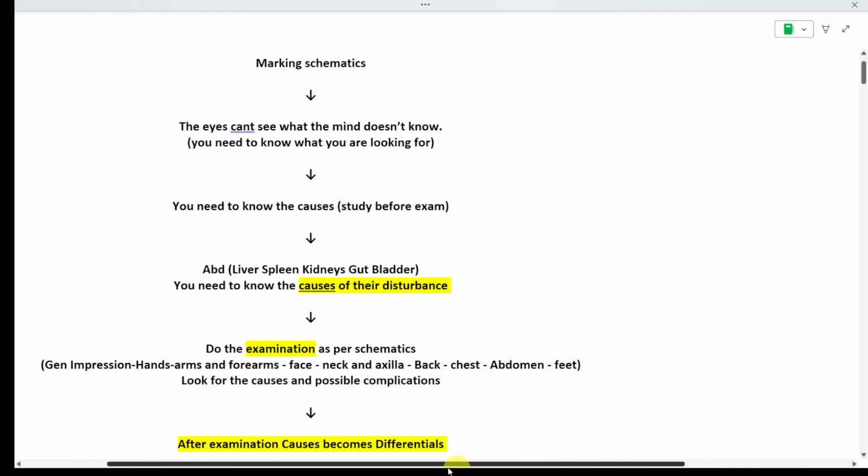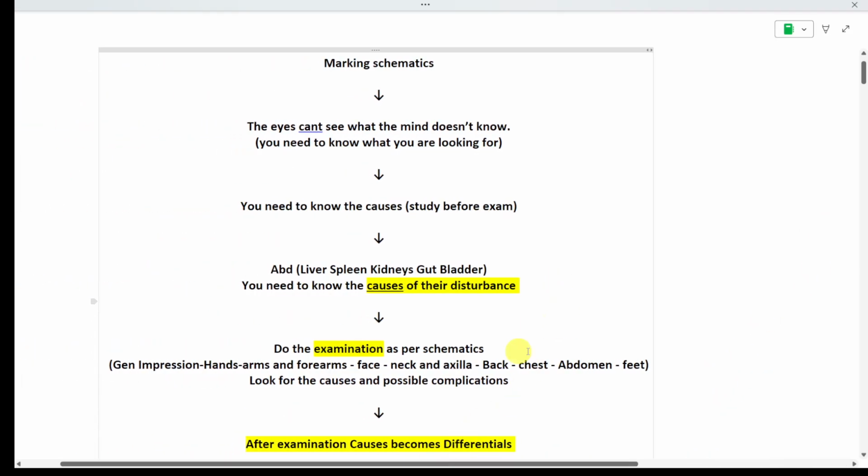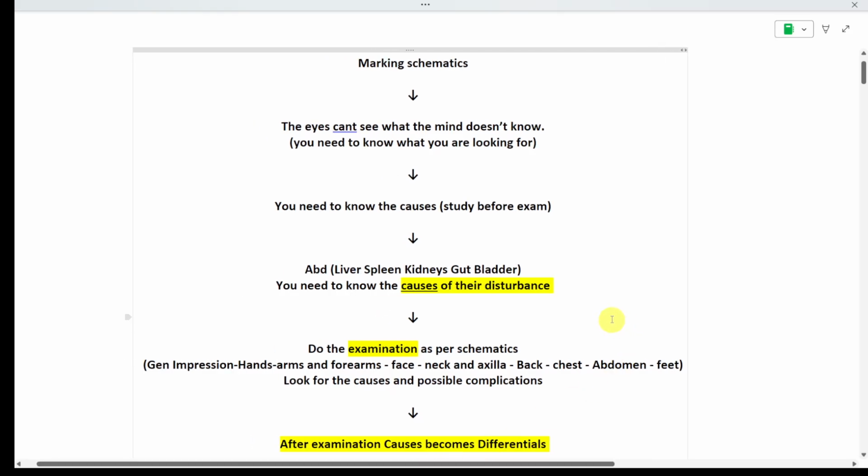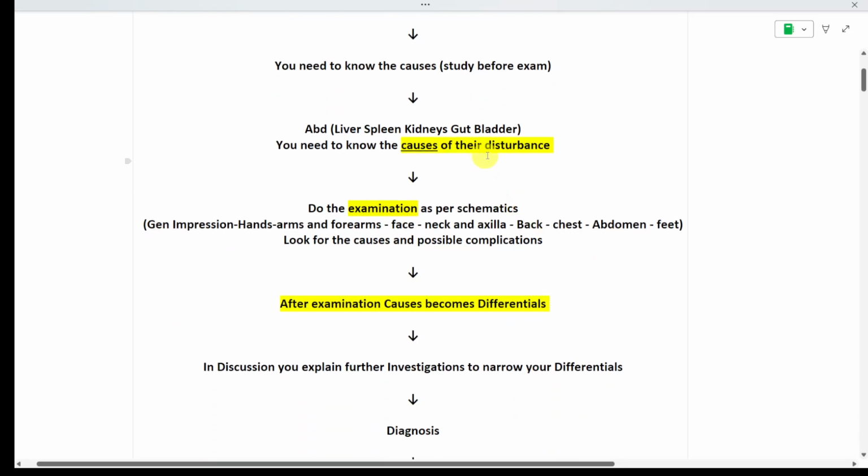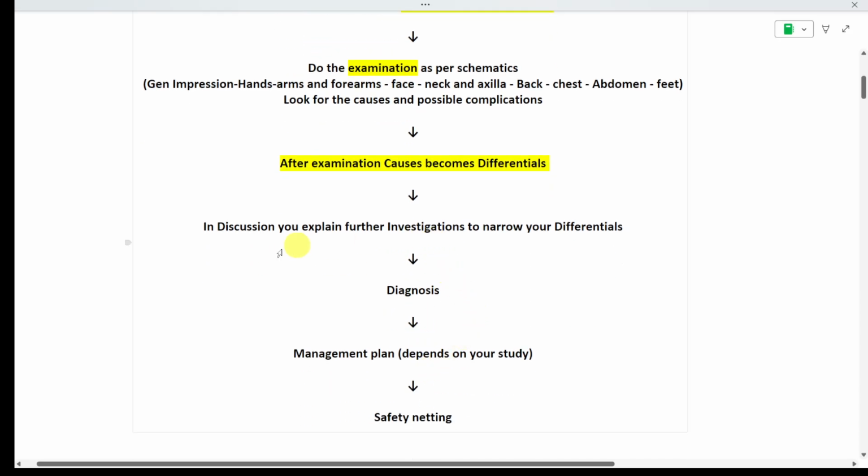Okay, so now let's talk about the splenectomy in this next video. Again, we're gonna start with our basic scheme. First things first, we need to know the causes of the splenectomy. So basically not the causes, we will say the indications of splenectomy, and once we have those indications, we are gonna do the examination, rule some of them out, and then after that we will have our differentials, upon which we will discuss that with the examiner. So that's what this station will basically be.